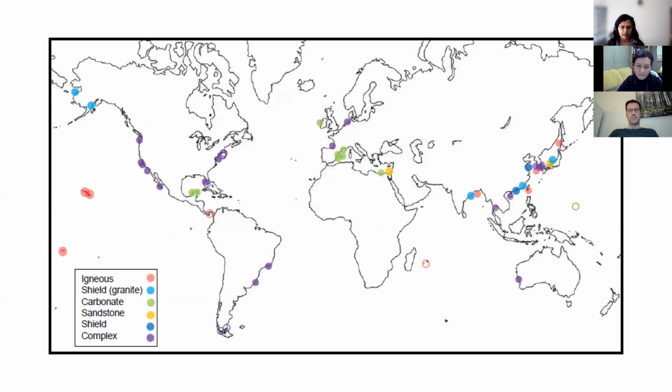So we coupled this with our data compilation, and this is a summary of the locations that we used in our data compilation, and they're color coded by the endmember lithologies in that model. And there are just 6 endmember lithologies: igneous shield, carbonate sandstone, complex, and then shield granite. Now, the closed circles are the data that we found from the literature, and the open circles are the new 7 to 9 data sets that we added to the global compilation. So the open circles are from our studies.